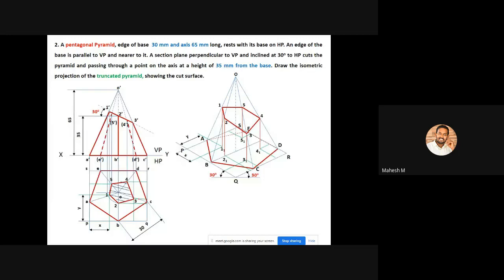So this top surface will be visible. It is fully visible, so you can mark all the 5 edges with a straight line. Also with that, you have to mark the rest of the slant edges. That means you have to connect point number 1 towards point A, 2 to point B, 3 to point C, 4 to point D, and 5 to point E is invisible. So you have to mark it with a hidden line. So this 5 to E is invisible, so you have to mark it with a dotted line.